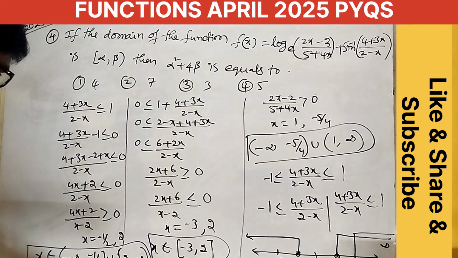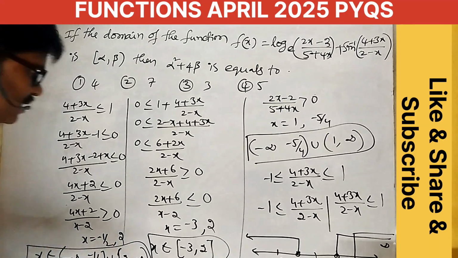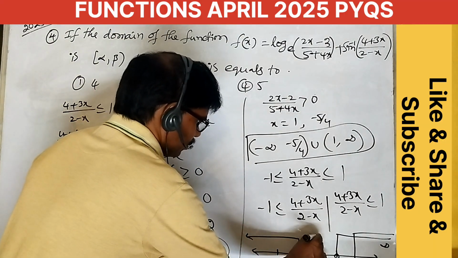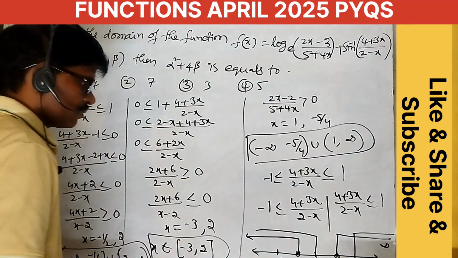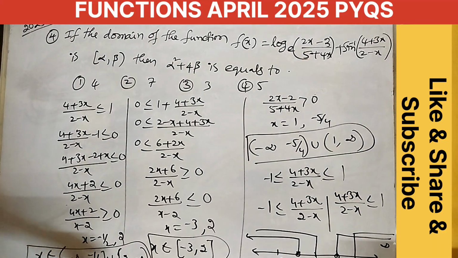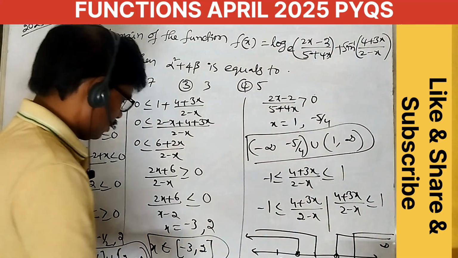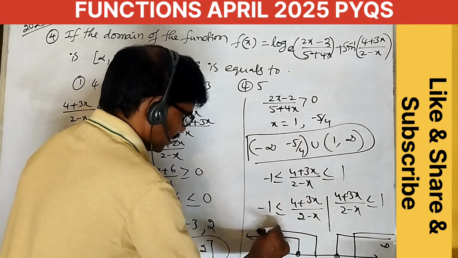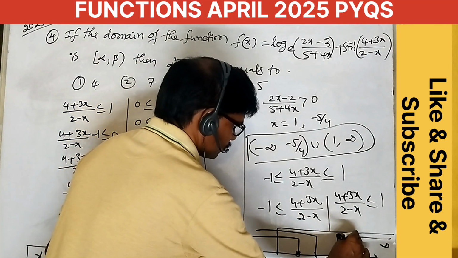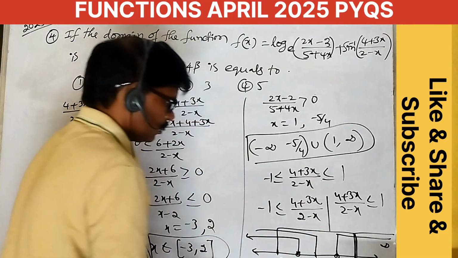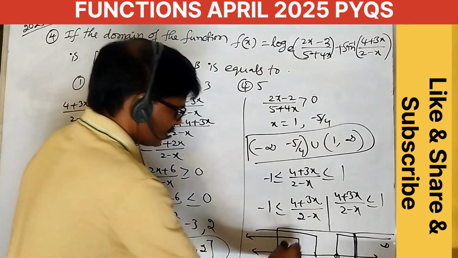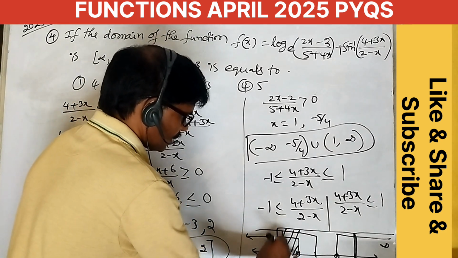Next, another one is minus 1 by 2 to minus infinity. Next, 2 to infinity. Minus 3 to 2. What is the common part here? These are the three parts, three values.